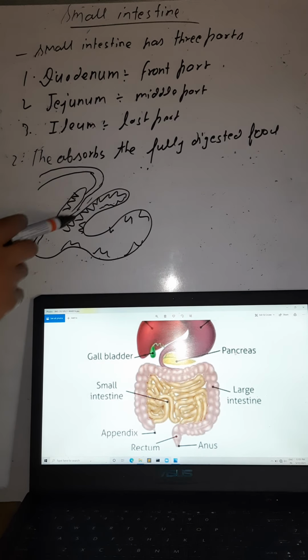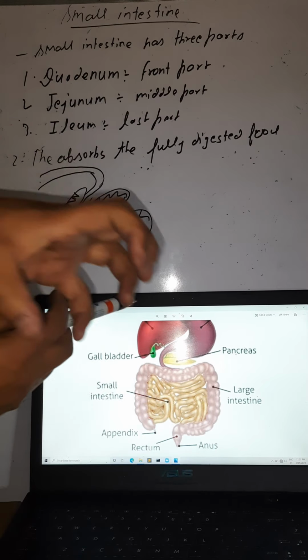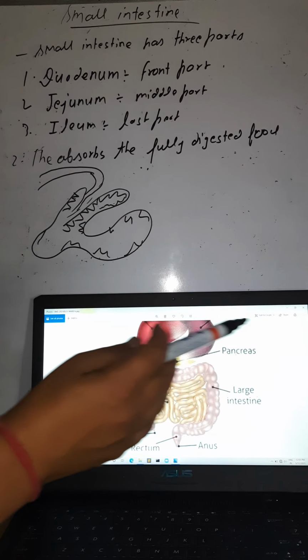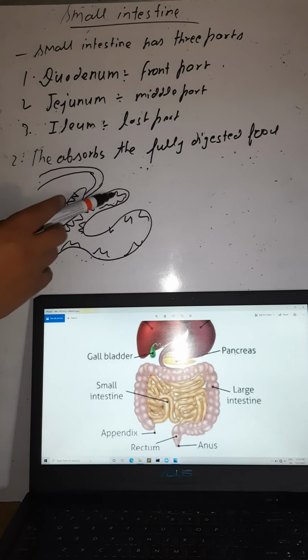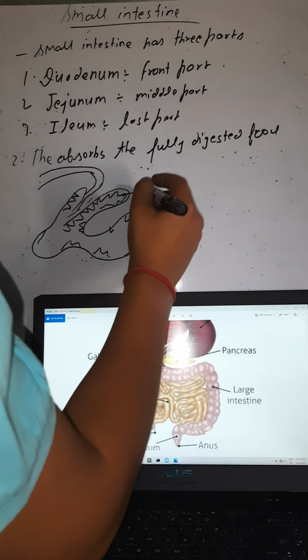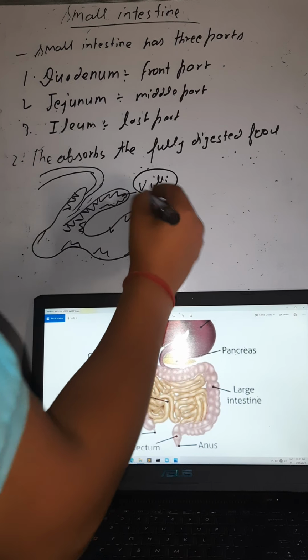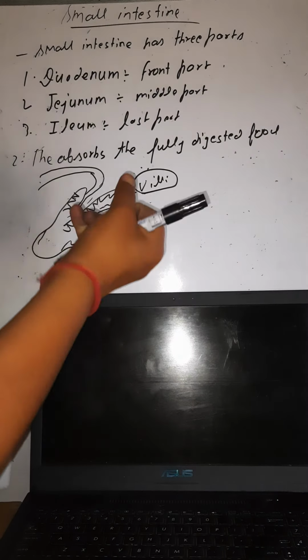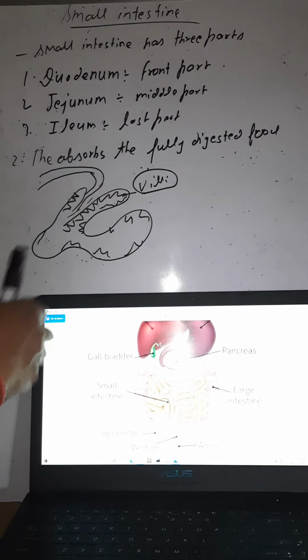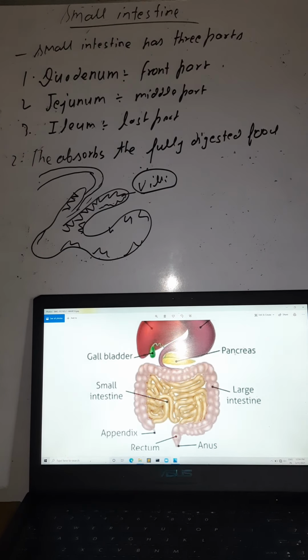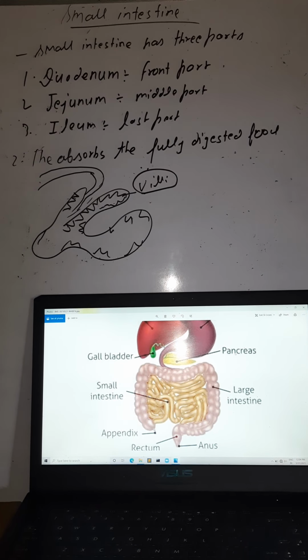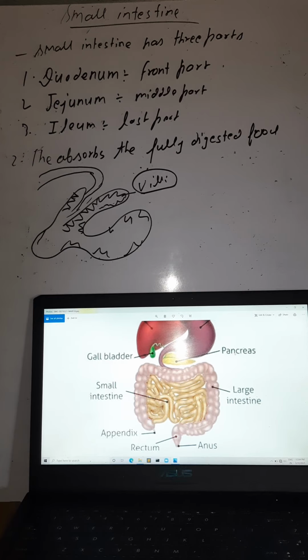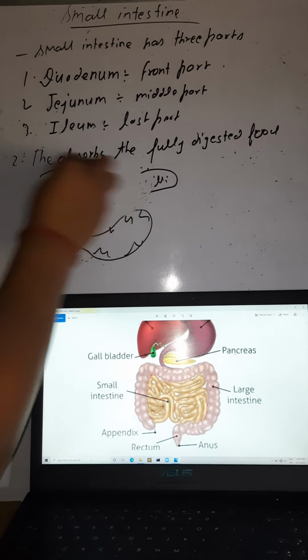So here the finger-like structures inside the jejunum absorb the digested food particles and send these food particles with the help of the blood to all the organs of the body. These small finger-like structures are known as the villi, V-I-L-L-I, villi. So these villi help in the absorption of the digested food particles. Okay, so this is the function of the jejunum.